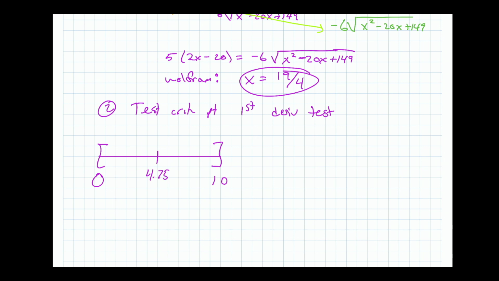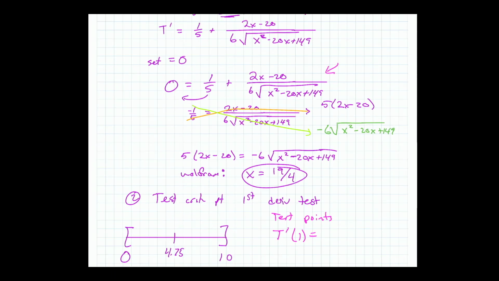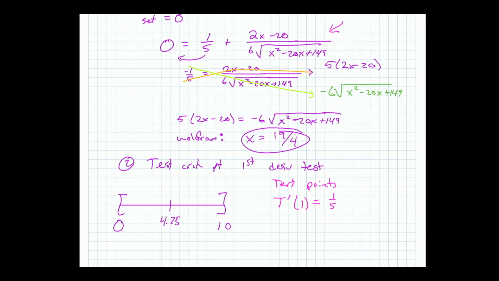So we test 2 points, one on each side. Test points: T prime of, let's say, 1. Now, here's the thing that's sad. We have to plug that into T prime. This is actually T prime, right? So that's annoying. 1/5 plus 2 times 1 minus 20 over 6 square root 1 squared minus 20 plus 149.